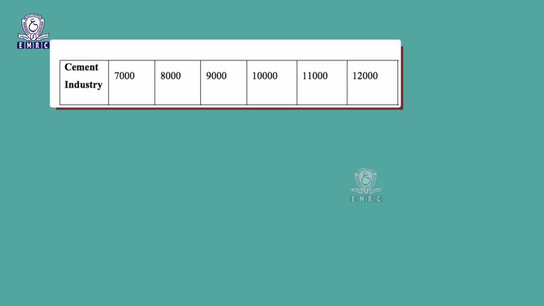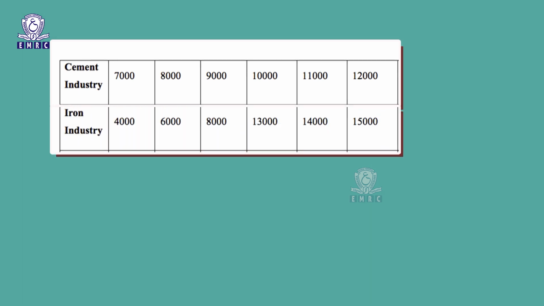and our duty is to calculate the range for the following data. In the cement industry, there are 6 people who are working. One is earning 7,000 per month, second one is earning 8,000 per month, third person is earning 9,000, fourth person is earning 10,000, fifth person is earning 11,000 and the sixth person is earning around 12,000 per month.